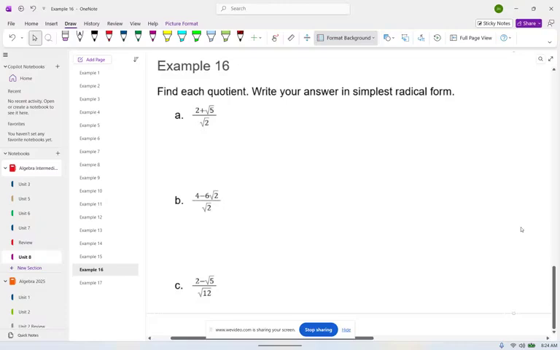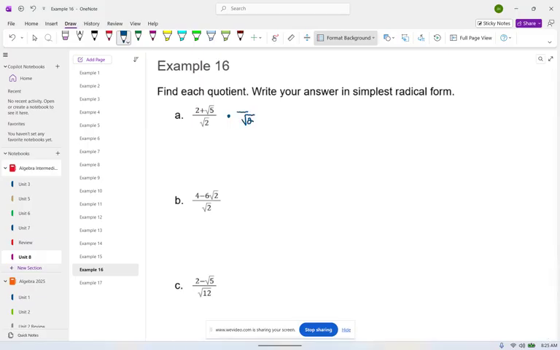Okay, guys, in this video, we're going to be looking at example 16. We're going to be finding quotients when we have monomials in the denominator. A monomial just means one term in the denominator. In this case, the denominator is square root of 2. To get rid of it, we're going to multiply the top and the bottom by the square root of 2.